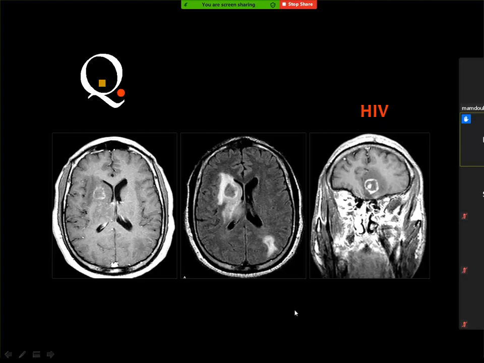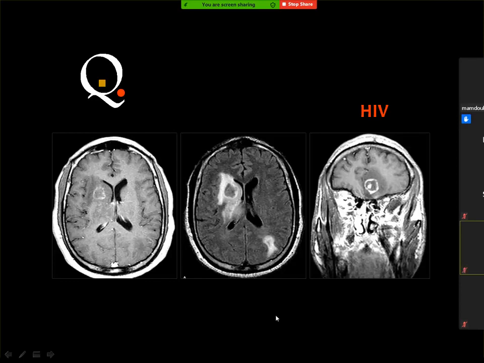I think that this is herpes. Yeah, this is the HIV virus, or lymphoma. This is a typical lymphoma. You know that the two main differential diagnoses in patients with AIDS are toxoplasmosis and lymphoma.